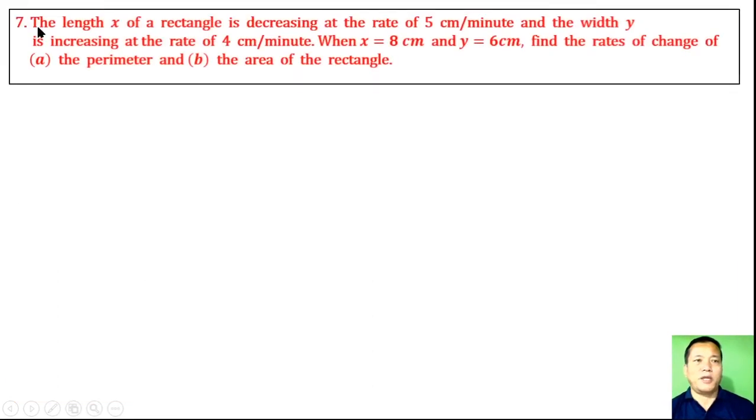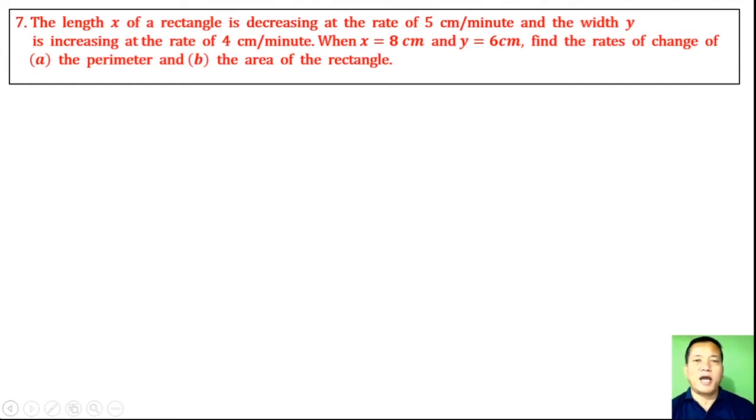For question number 7, the length x of a rectangle is decreasing at the rate of 5 centimeter per minute and the height y is increasing at the rate of 4 centimeter per minute.